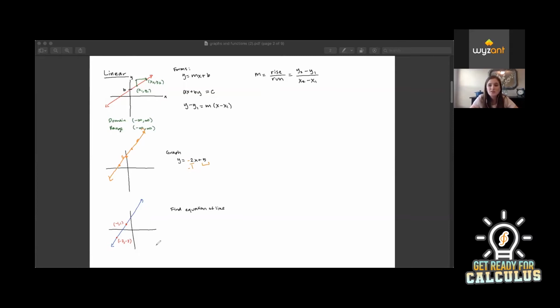The other thing that you want to be able to do with linear graphs is take 2 points and find the equation of the line. So you could find it in any of these 3 forms, but the y equals mx plus b is going to be the easier one. So let's try that out.